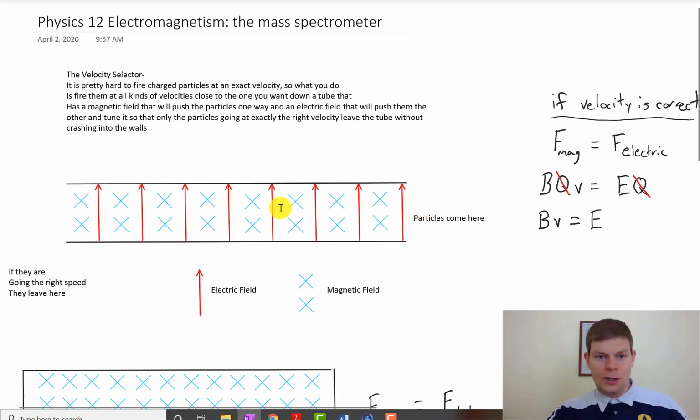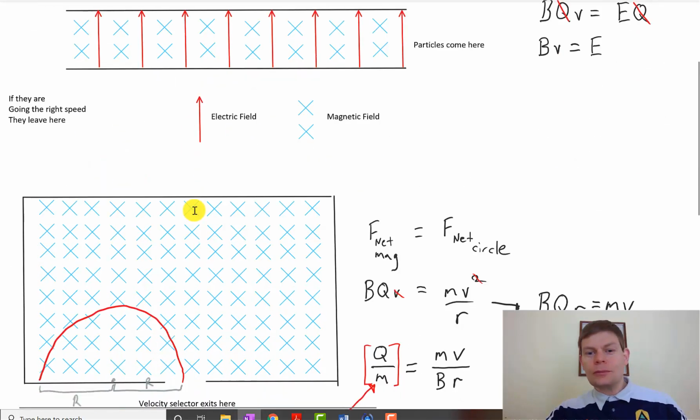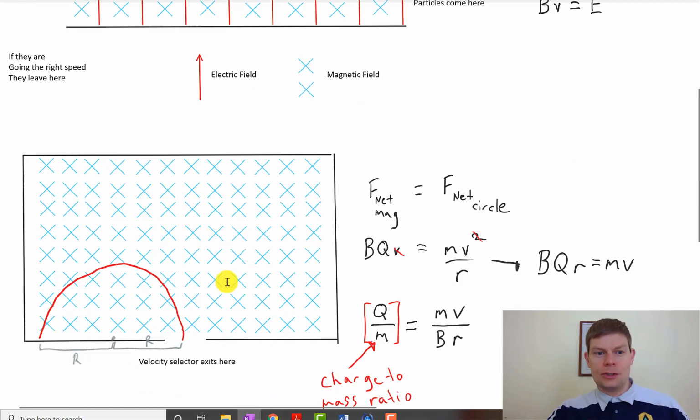Only the ones in the Goldilocks zone with the exact right velocity will go through undeflected, and that's how you get very accurate velocities of particles going into your mass spectrometer, which is our next part. So you put these particles, your tube would be coming out here. This would be the exit. They'd be firing out this way.